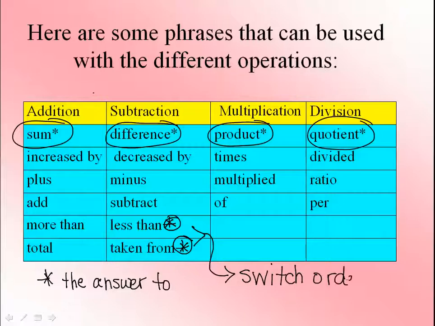That would also be true for more than, because more than, the word than, is what tells me to switch that order. So look for things like than or from, and they tell me that the order is switched.